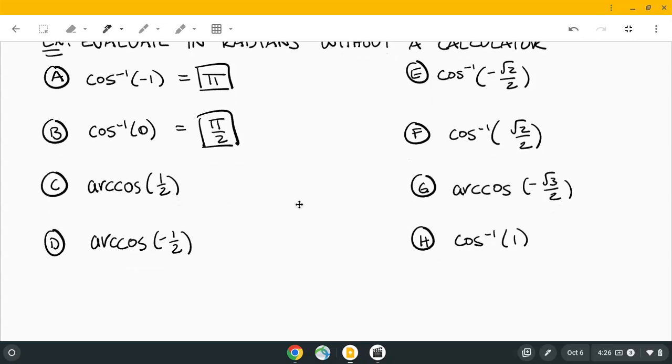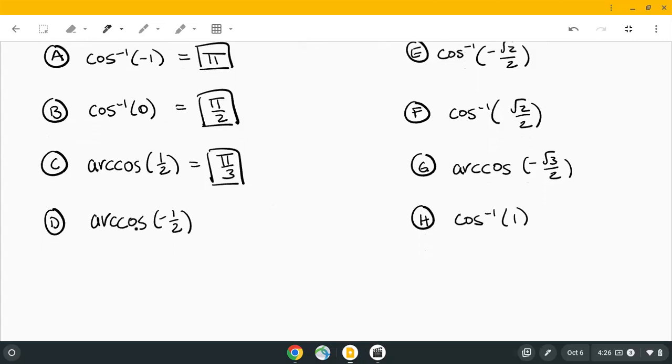1/2. When is cosine 1/2? Cosine is 1/2 at 60 degrees, which is pi/3 radians. Okay. And cosine is -1/2. You can't say -pi/3. You can't say that, for a couple of reasons. Number one, it's not true. Cosine of negative pi over 3 is not negative 1/2.